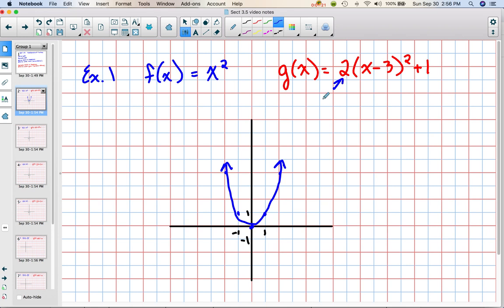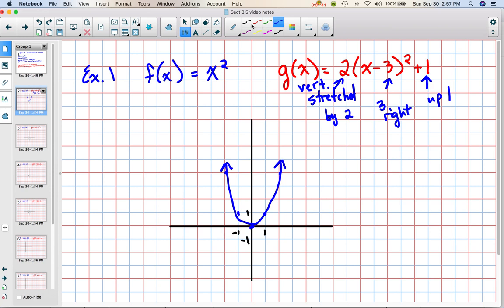We vertically stretched by 2. So it was vertically stretched. Remember, this was 3 to the right. So this is our horizontal transformation, and our vertical transformation, this was up 1.